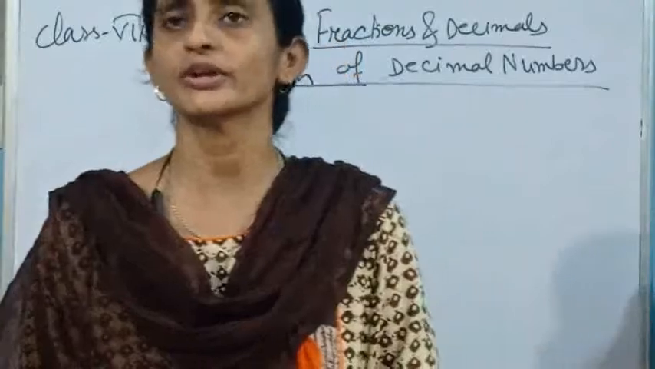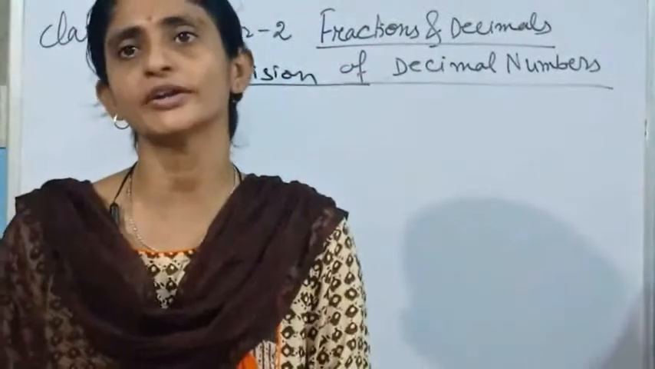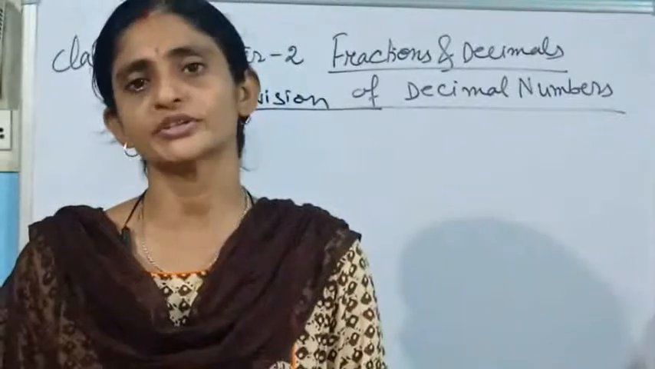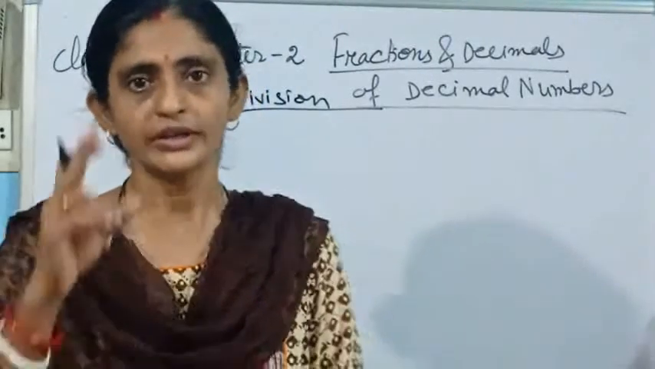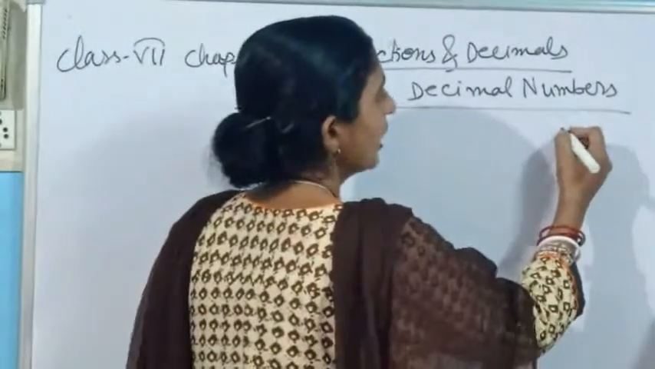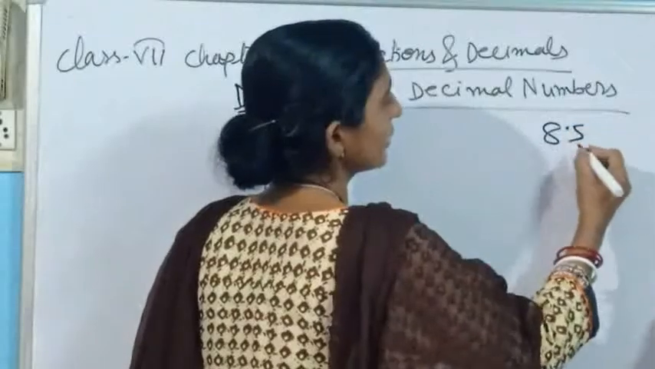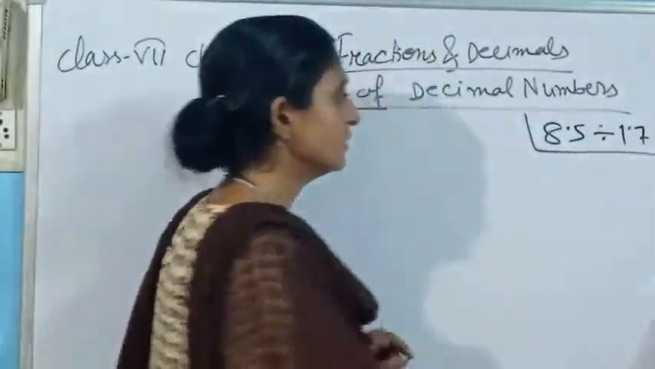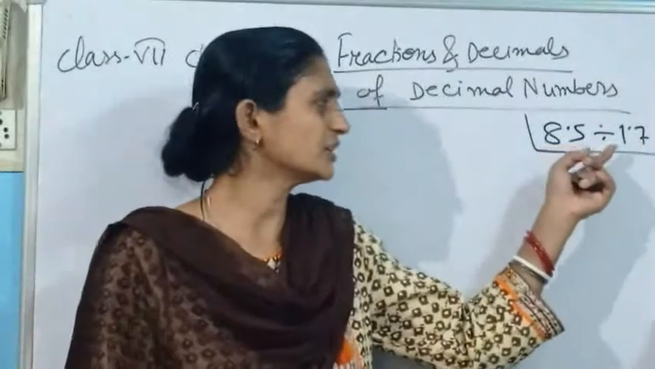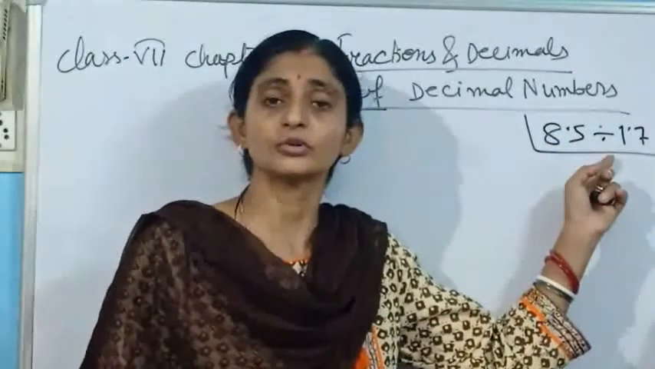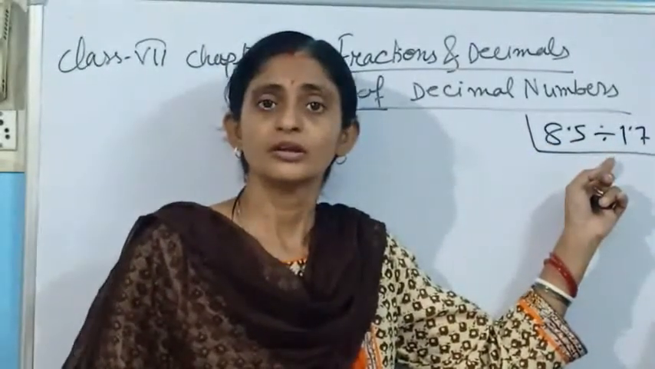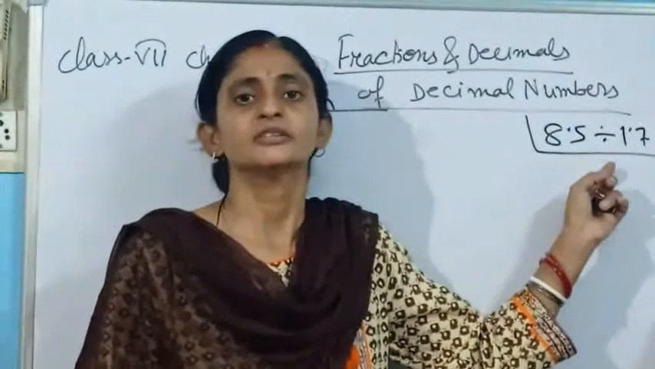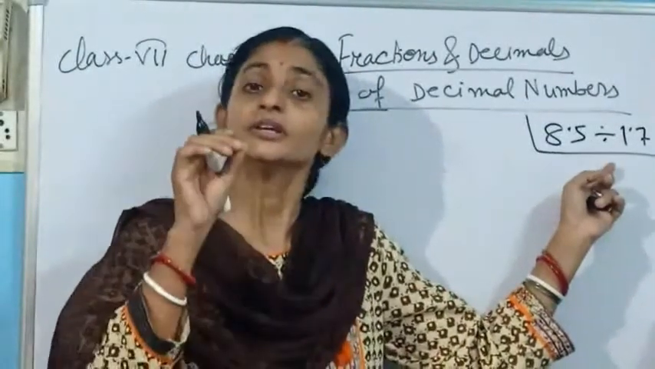How can you do this one? Okay, suppose you have been asked to divide, let it be 8.5 by 1.7. Can you divide these two numbers? Yes, what are the numbers I am telling here? I have been asked to divide 8.5 by 1.7. Can you do this one? Is it looking like the normal division of whole numbers? Obviously it is looking like that, but the steps will be somewhat different.